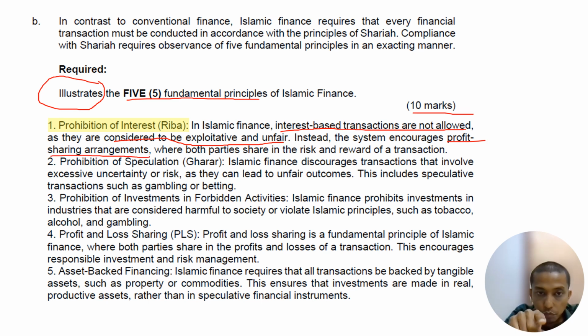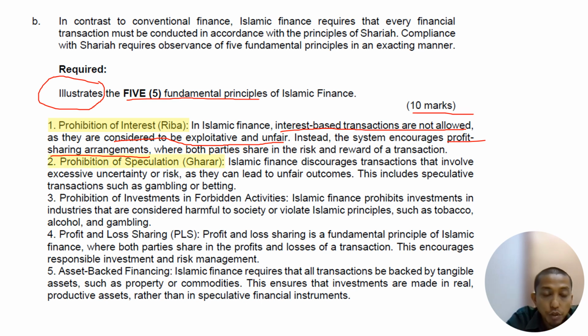You see, this is 1, 2, 3 points already. The answer gives you 3 points already. Actually, your answer, prohibition of riba, is one mark, and you explain why it is prohibited. You can explain that interest-based is not allowed because it is considered exploitative and unfair. That is enough for you to get a full mark for the first point. Two marks for 1 point, right? The additional point you can put here is profit sharing.